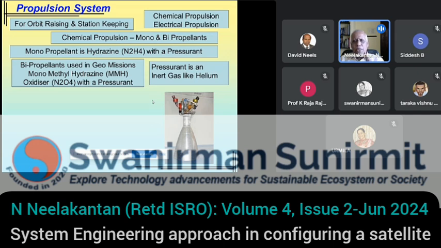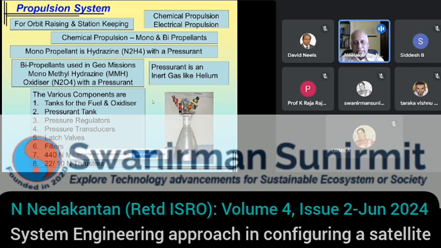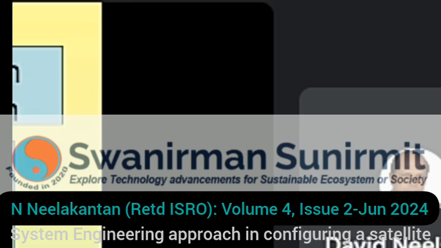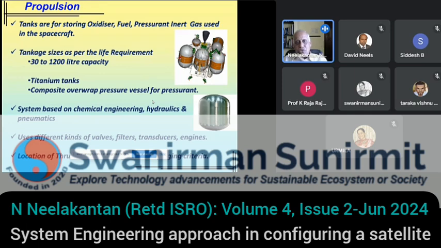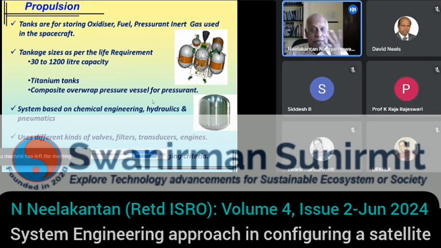The pressurant is usually an inert gas like helium, and the various components of the propulsion system can be tanks for storing the fuel and oxidizer, pressurant tank, pressure regulators, pressure transducers for measuring the pressure and telemetering to the ground, latch valves, filters, heavy duty thrusters and small duty thrusters. Tankage can be from 30 liters to 1200 liters. It is made of titanium tanks. And the system is based on chemical engineering, hydraulics and pneumatics. Various valves, filters, transducers, engines are used as per the system requirement.